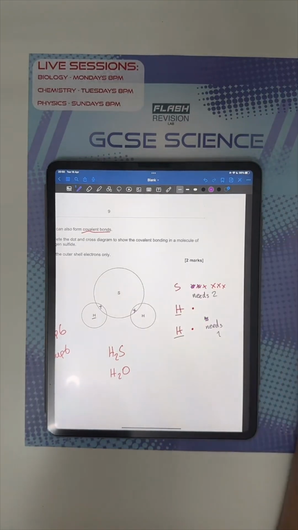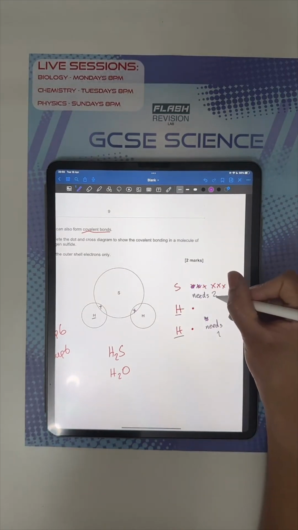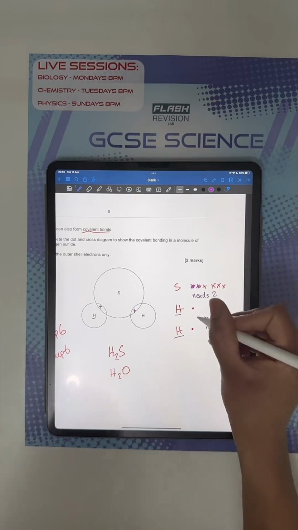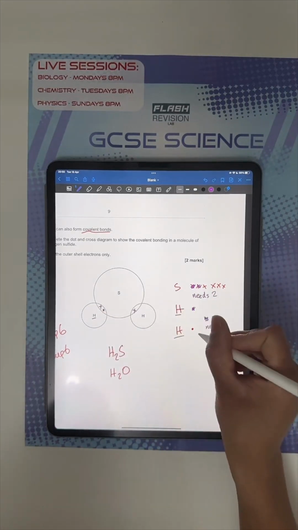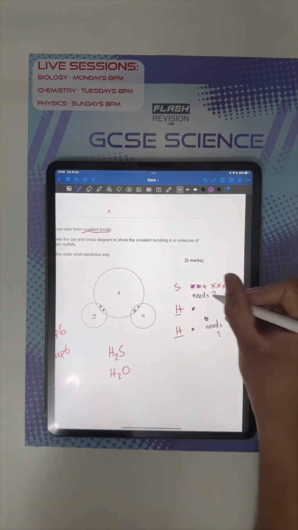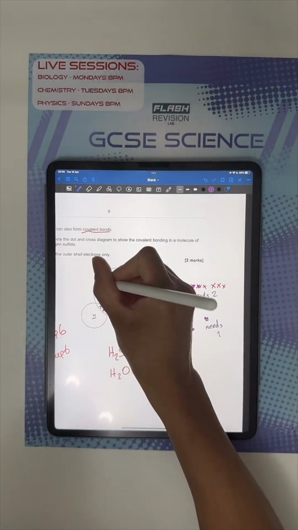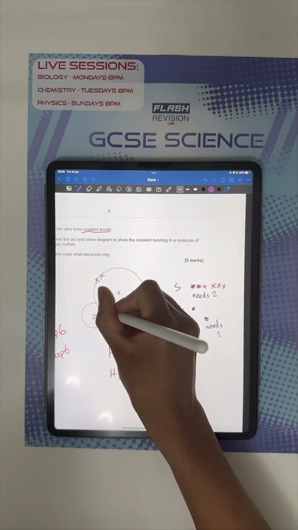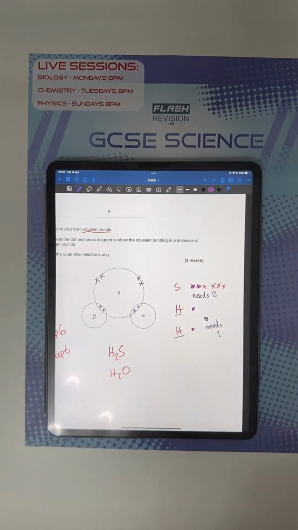Then for sulfur, it's got 6 electrons. It needs 2. Where is it going to get its 2 from? It's going to get it from this hydrogen, sharing, and this hydrogen. I'm going to share that. Now we're left with 4 electrons. What do you do with the ones left over? You just add it in sulfur. You just don't put it in the shared part. Just add it in the non-shared part.